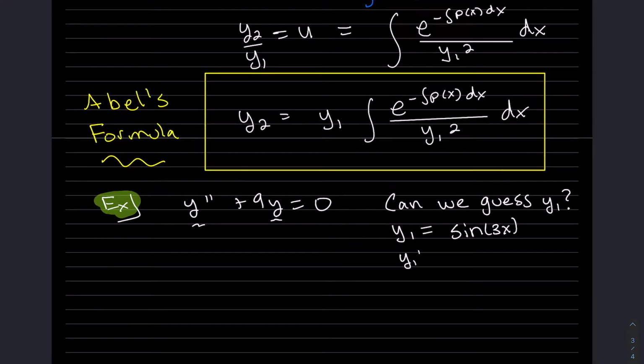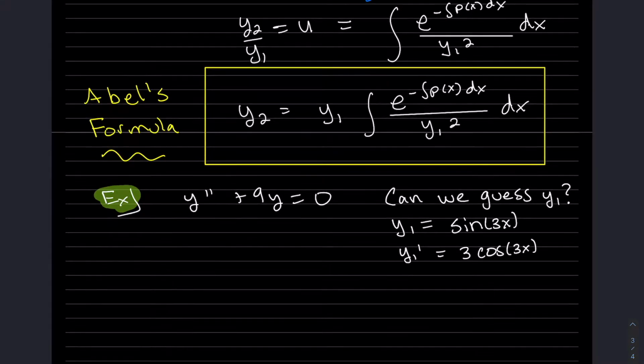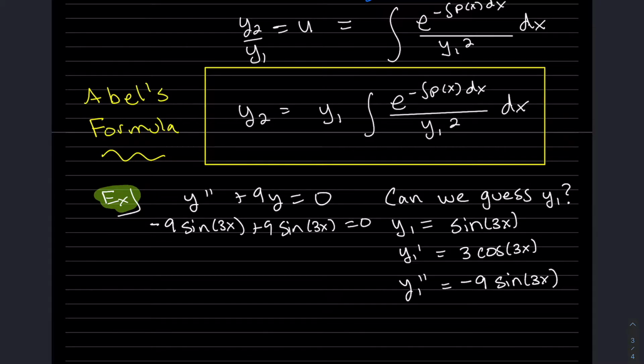Then we'll get y1 prime equals 3 cosine of 3x. And then when we find our second derivative, it is minus 9 sine of 3x. So let's check it. This is minus 9 times y. Oh yeah, that works. So we found our first solution. So y1 equals sine of 3x.